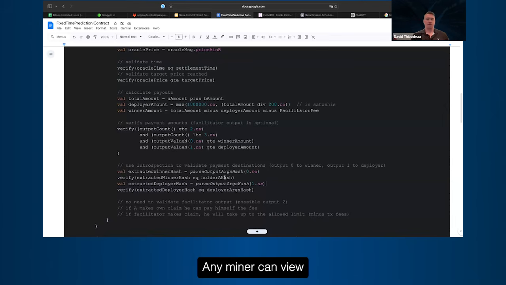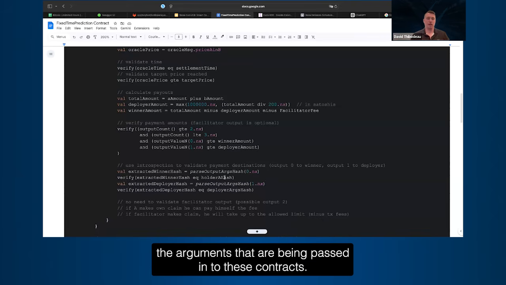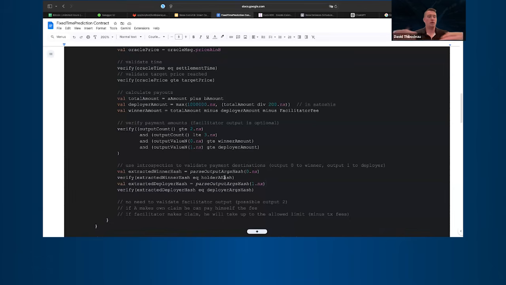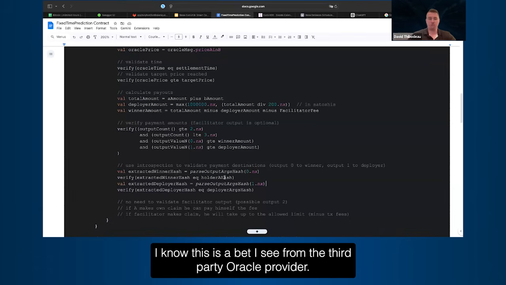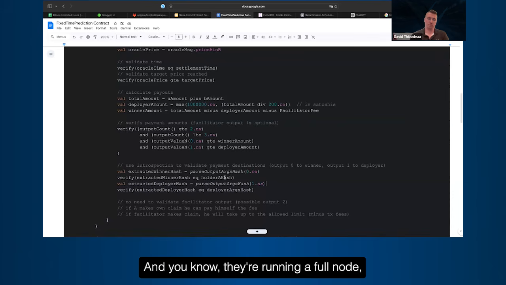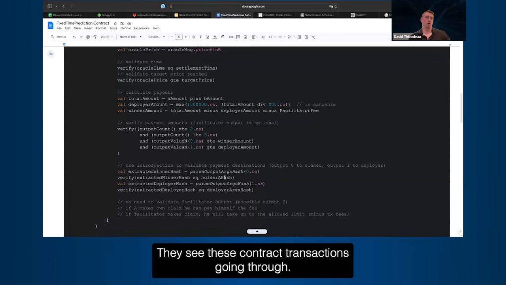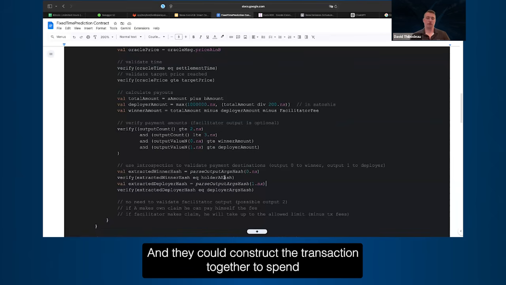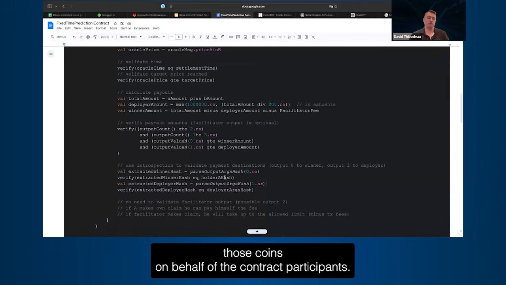Any miner can view the arguments that are being passed into these contracts. They can see, I know this contract hash. I know this is a bet. I see from the third-party Oracle provider, maybe they write their own code to watch that Oracle service and they're running a full node, so they watch the network. They see these contract transactions going through. They know that the Oracle has a signed outcome available for that contract, and they could construct the transaction together to spend those coins on behalf of the contract participants.